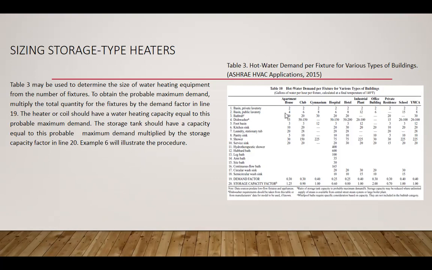So ito. Ito yung mga basin, bathtub, dishwasher, kitchen sink. Ito yung sa apartment, sa club, gymnasium, hospital, industrial plant, at yung mga value. Tapos, ito naman yung factor niya. Pag tinotal mo lang, ito yung factor. Yan. Tapos, yung storage tank, ito naman capacity factor. The heater capacity, ito.